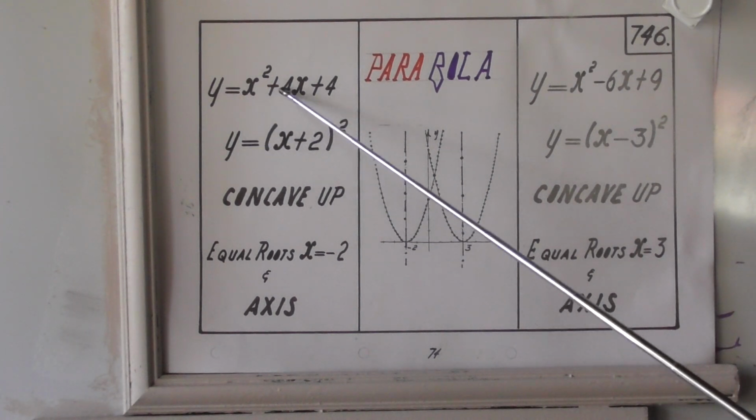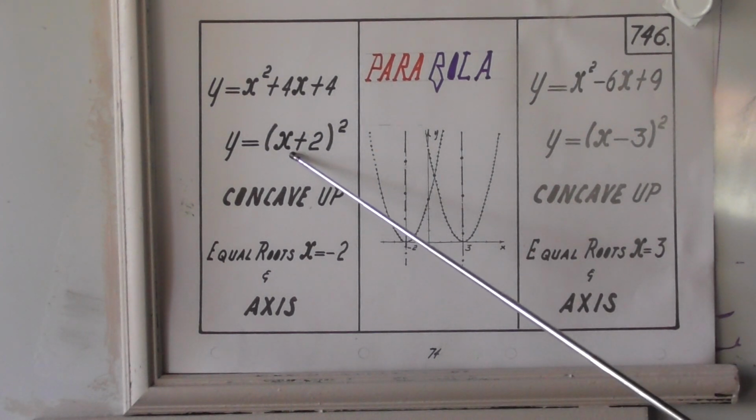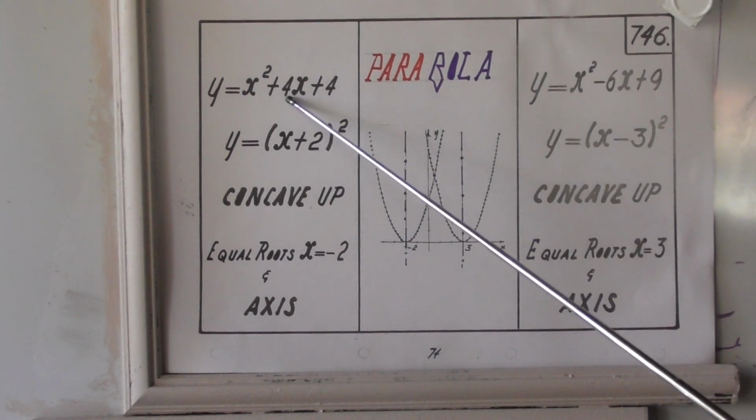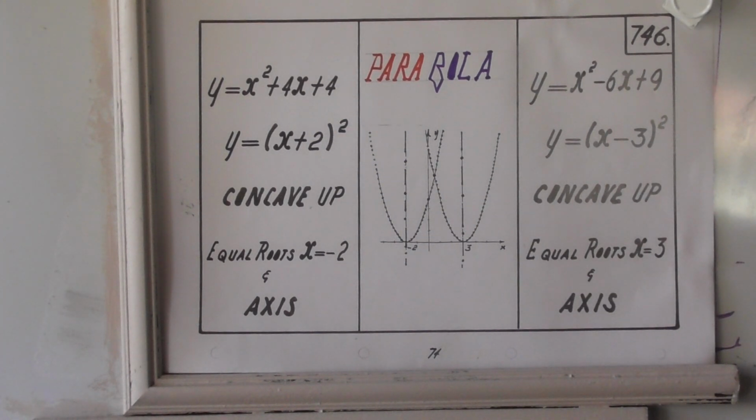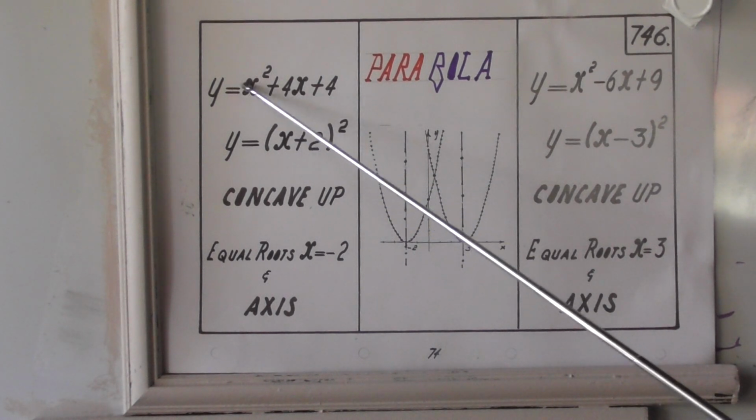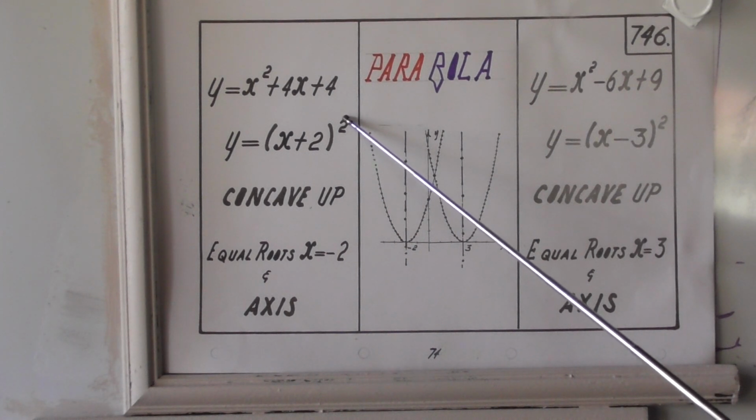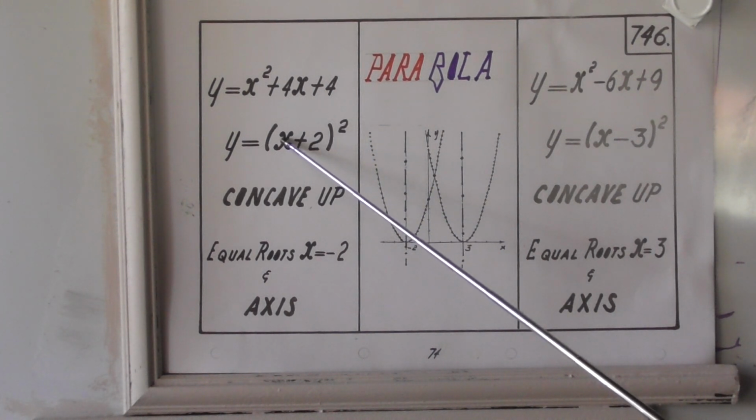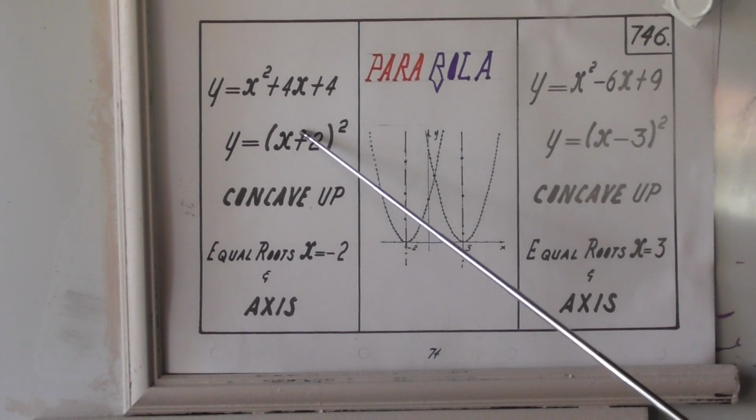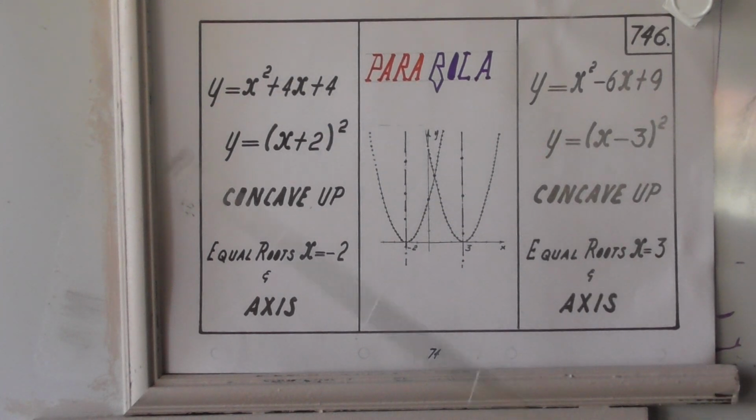We have learned that we can turn this into this. We went from this and we were expanding it to that. So we can do that again. x squared plus 4x plus 2 squared. And that's the same as that.